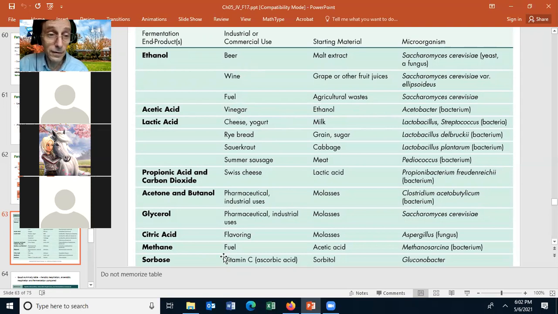Anyway, it's showing you the different industrial uses. You don't need to know this slide. You should know about ethanolic fermentation and lactic acid fermentation. These are the main ways that we make beer, wine, bread, at least leavened bread, and then most of the fermented foods that we eat, like cheese, most cheeses, yogurt, rye bread, sauerkraut, and sausage as well. The exception is Swiss cheese, and I'm not going to ask you to know about that one. All right, any question about fermentation?